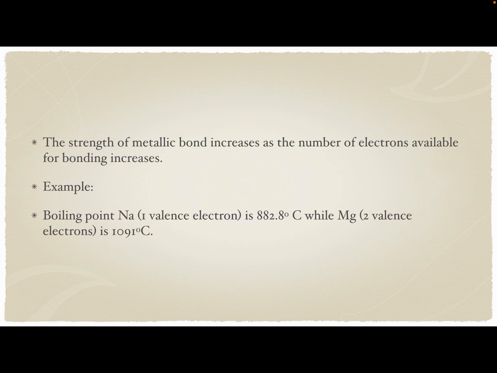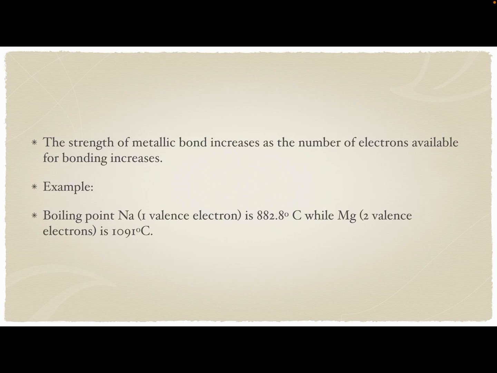The strength of metallic bond increases as the number of electrons available for bonding increases. Because the number of electrons to move around increases, there is more possibility for the electrons to move around not only in their own orbital but also in the neighboring orbital. So because a lot of movement is going on, it will increase the strength of metallic bond.